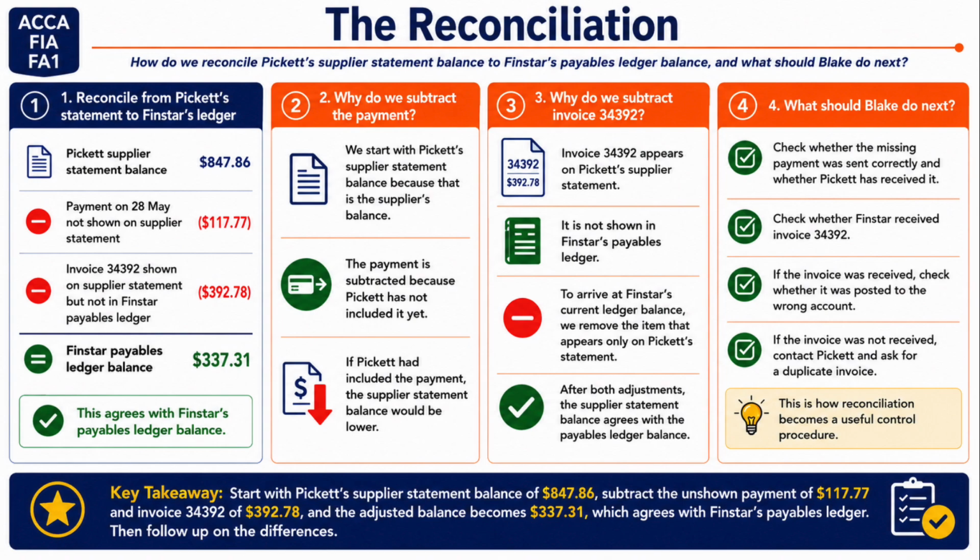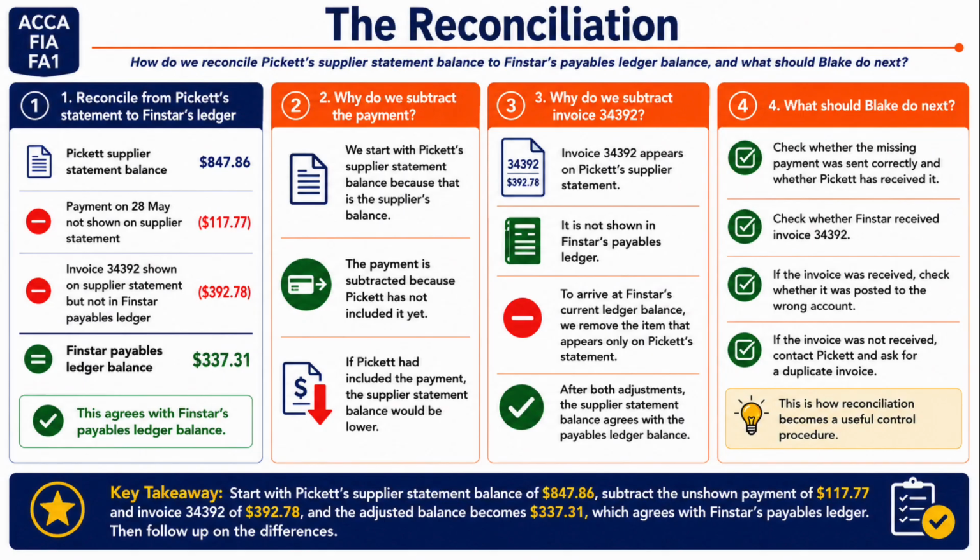Why do we subtract these items? This part is very important for beginners. We start with Pickett's supplier statement balance because that is the supplier's balance. Then we adjust it to match Finstar's own payables ledger. The payment is subtracted because Pickett has not included it yet. If Pickett had included the payment, the supplier statement balance would be lower. The invoice is subtracted because Finstar has not recorded it in its payables ledger. If we want to arrive at Finstar's current ledger balance, we must remove the item that appears only on Pickett's statement. So after both adjustments, the supplier statement balance agrees with the payables ledger balance.